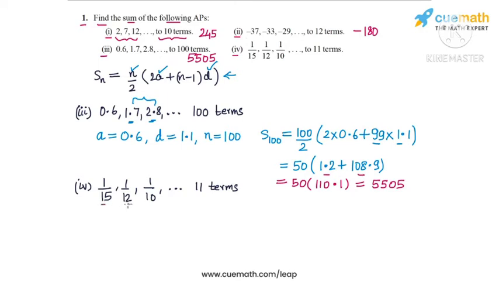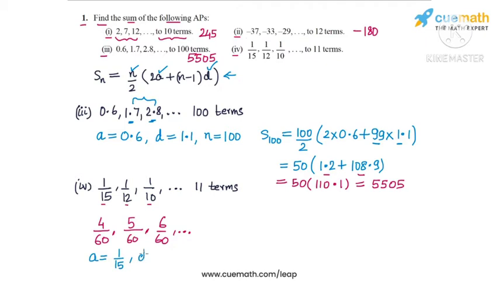So the LCM of 15, 12 and 10 is 60. So if you write all 3 terms with the denominator 60, what do you get? So the first term 1 by 15 can be written as 4 by 60. Then the next term 1 by 12 can be written as 5 by 60. And then 1 by 10 can be written as 6 by 60. So now it's immediately clear that this is an AP, and this AP has its first term as 4 by 60 or 1 by 15.